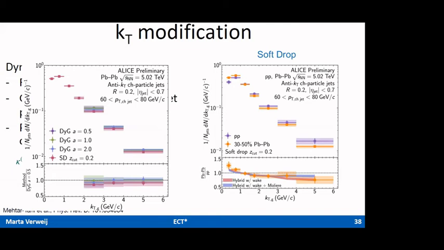And then here finally a comparison between all these different dynamical grooming methods. You can see that, okay, at high kT they all give quite a similar measurement. And this is really due to experimental precision currently.